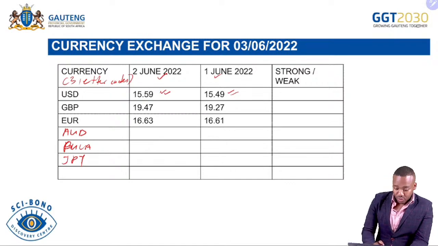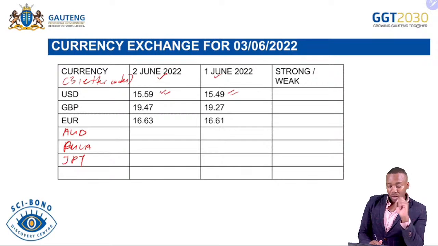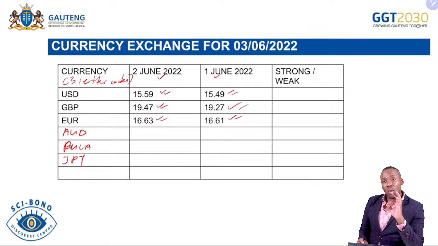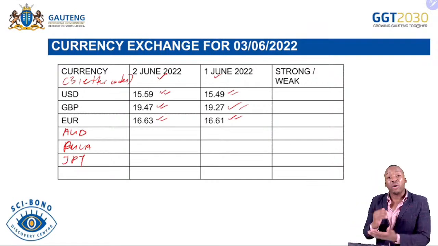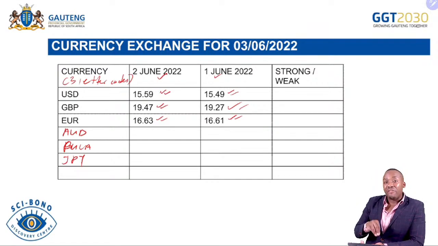Then you go to pounds. On the 2nd, you were buying £1 with how much? 19 Rand 47 cents. And then on the 1st, 19.27. Then the euro, on the 2nd, it was 16.66, and then on the 1st, it was 16.61. So this is very important so that you know the value of each currency, because this also helps us to know whether our currency is strong or weak.